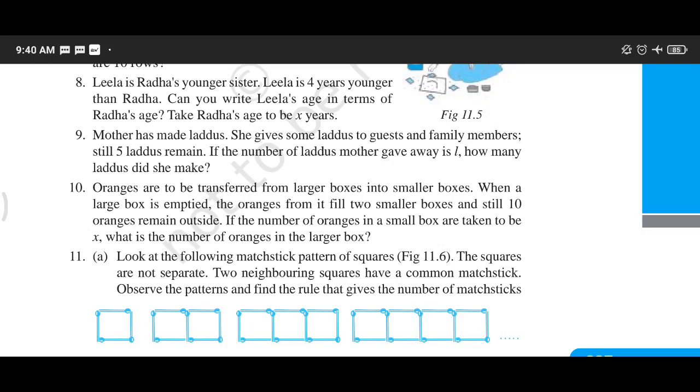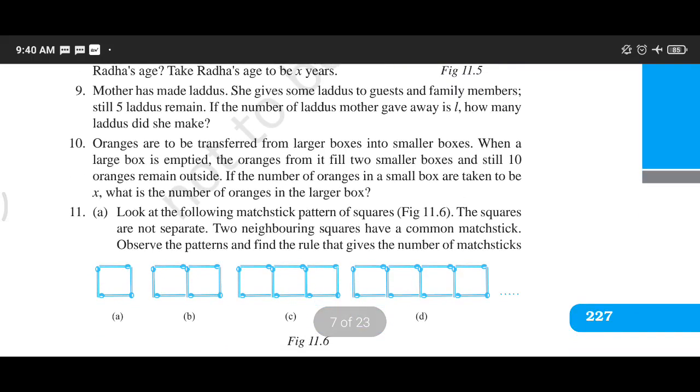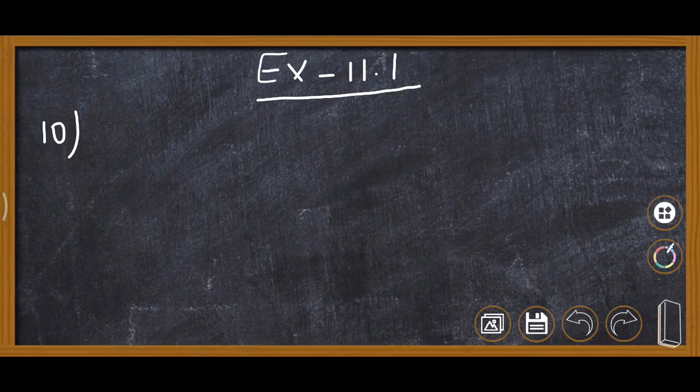Now this is question number 10. Oranges are to be transferred from larger boxes to smaller boxes. When a large box is emptied, the oranges from it fill smaller boxes, and still 10 oranges remain outside. If the number of oranges in a small box is taken to be x, what is the number of oranges in the larger box? Now let's do it.